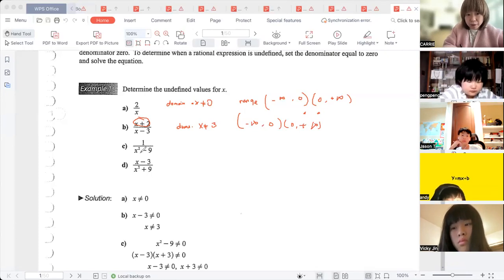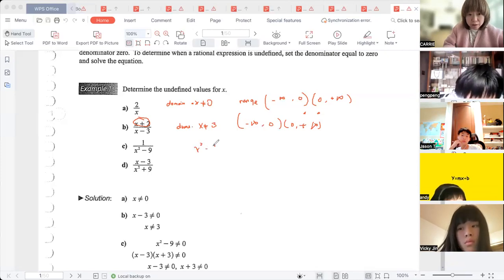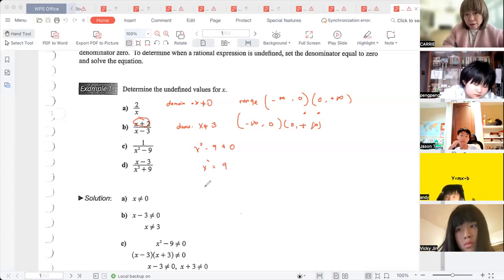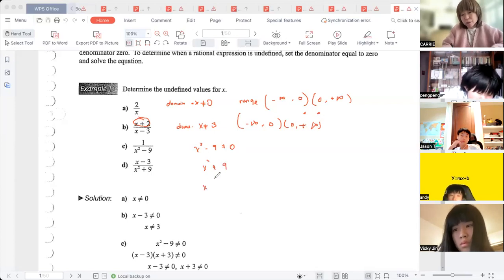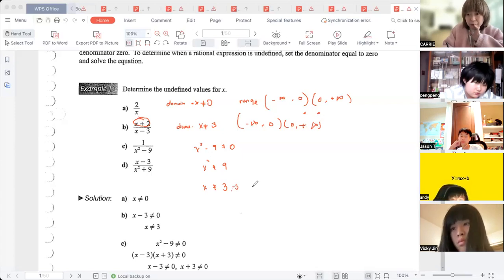Okay, Ping Ping, can you tell me x squared minus 9 cannot equal 0, correct, everybody? Because that's the denominator. So x squared cannot equal 9, so x cannot equal what? 3 or negative 3. Very good. Get it, Ping Ping? Get it, Andy? Kevin?